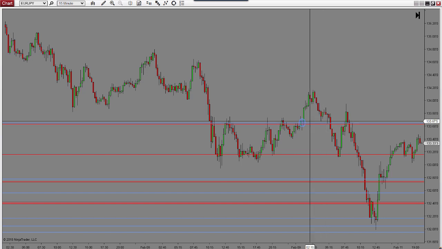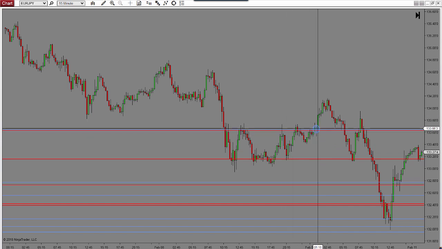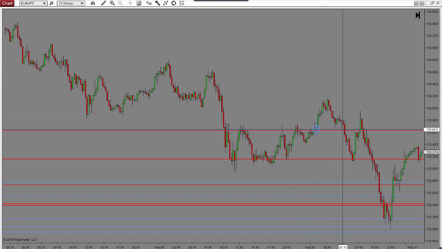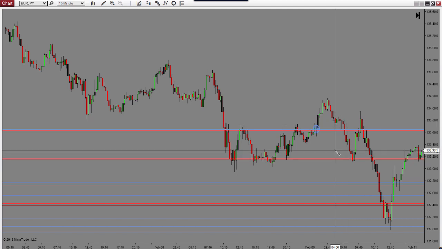Then what I'm going to do is delete them as I scroll forward here. So we'll just walk through this, and I'll get rid of these lines as we start scrolling from left to right. Right here, I would have had a long entry, but it never set up, because you can see that price never ticked above the high of my entry bar. So I never would have had a trade here.